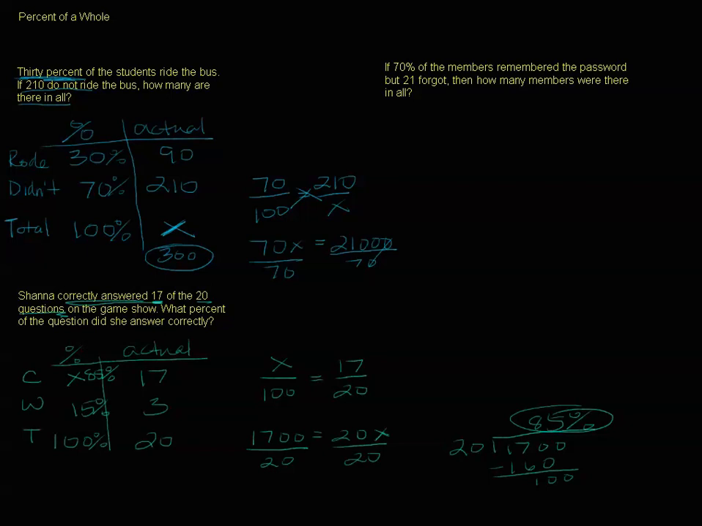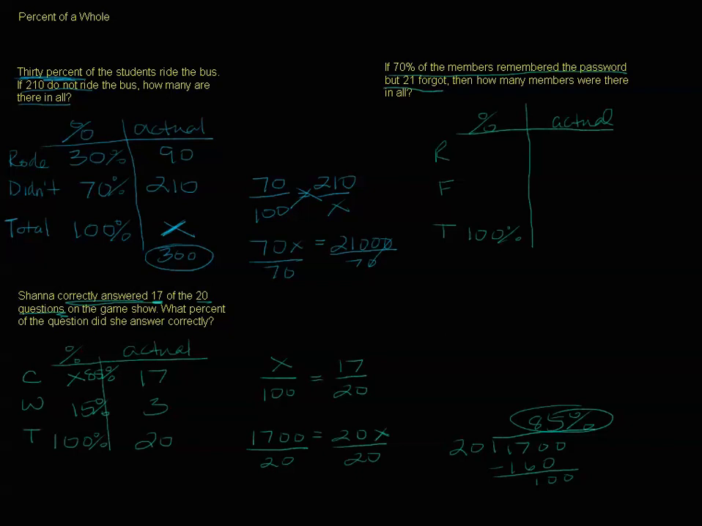Why don't you see if you can do this one on your own? Pause it. If 70% of the members remembered the password and 21 forgot, then how many members were there in all? So we're going to put percent and actual, R for remembered, F for forgot, T for total. And we know that this is going to be 100%.